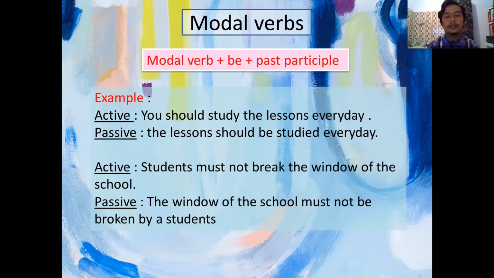Active: student must not break the window of the school. Passive: the window of the school must not be broken by a student. Jadi perbedaannya dari aktif dan pasif ini kita harus hati-hati dan mengetahui dengan sangat cermat. Okay.